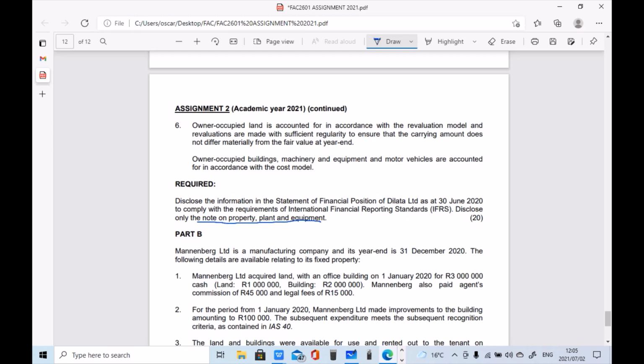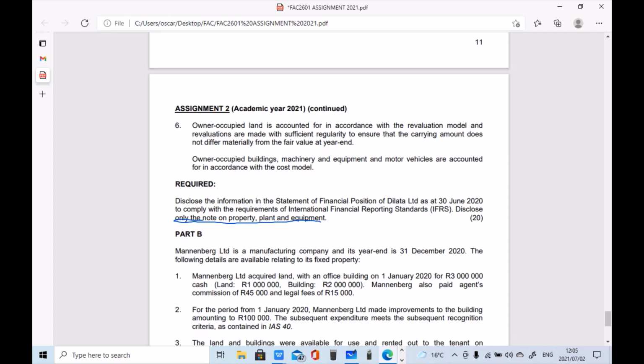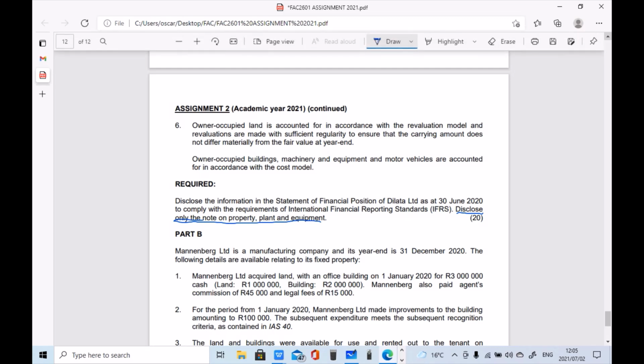Alright, so this is the key part of the question that we're gonna do, the note to property, plant, and equipment. Simply because when you go to the statement of financial position, we're just gonna extract what we would have covered in the note to property, plant, and equipment. So that's what we want to record on there. Okay. So let's go back and look at the information.